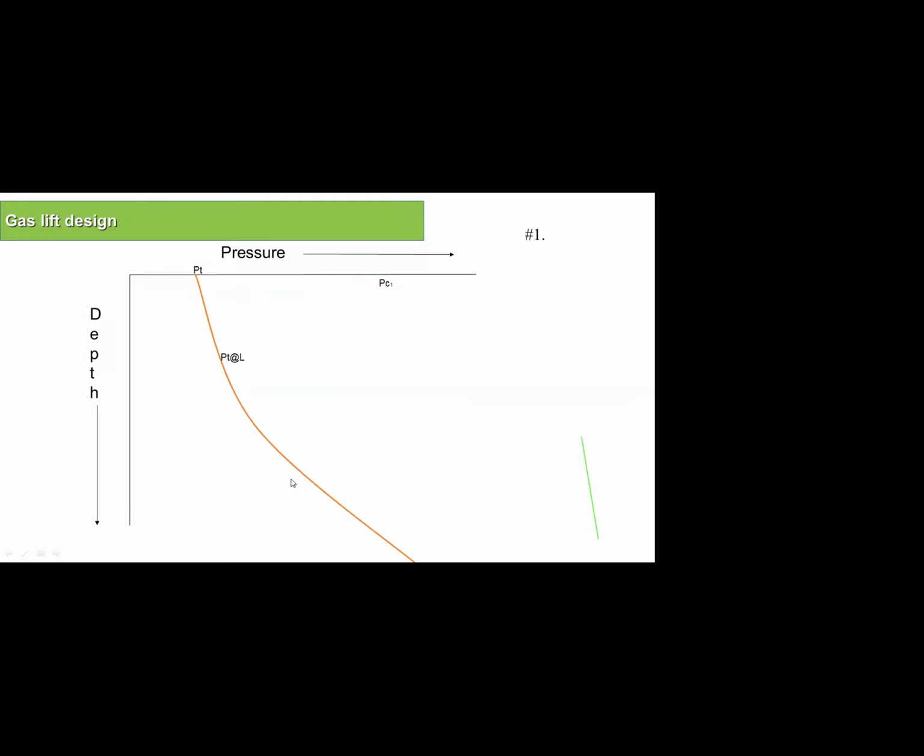I wanted to reach this curve. And I have a certain tubing pressure. Again, I have a well, and I want this well to produce with a certain fluid rate.